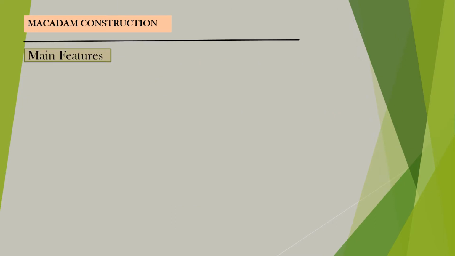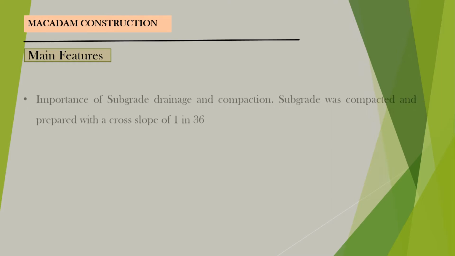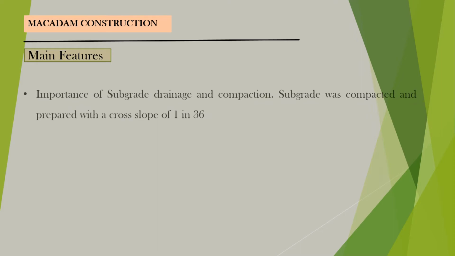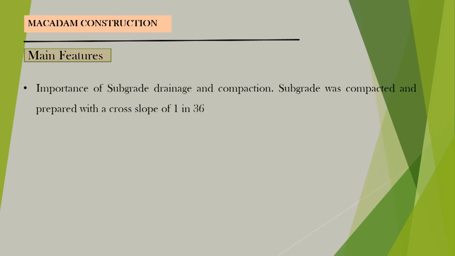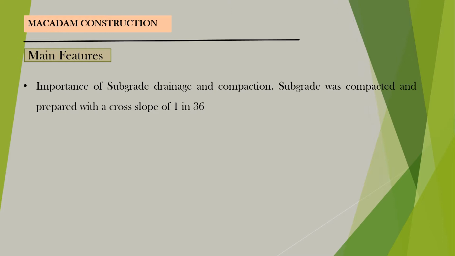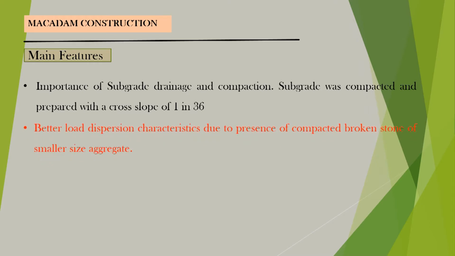The main features of Macadam construction were that the subgrade was compacted and prepared with a cross slope of 1 in 36. The subgrade drainage and the compaction were given due importance. There was better load dispersion due to the use of compacted broken stones and small size aggregate. Also, the thickness was kept uniform from edge to center, to a minimum value of 25 centimeters.